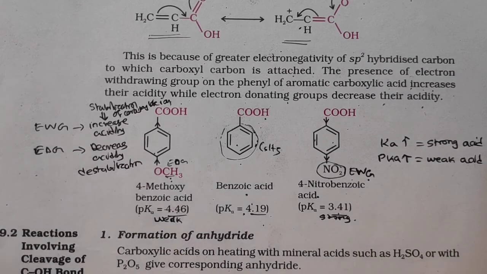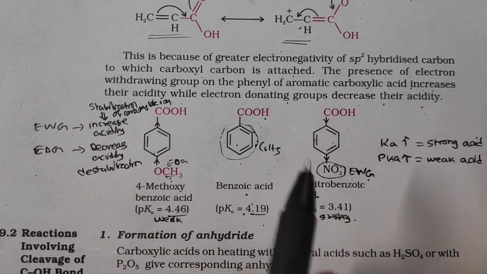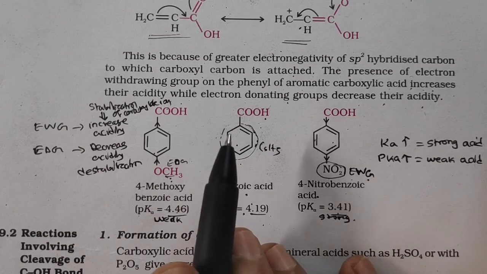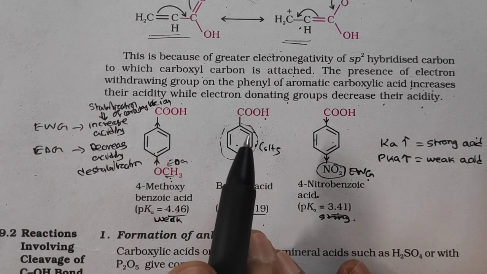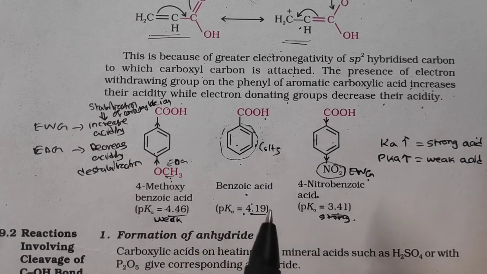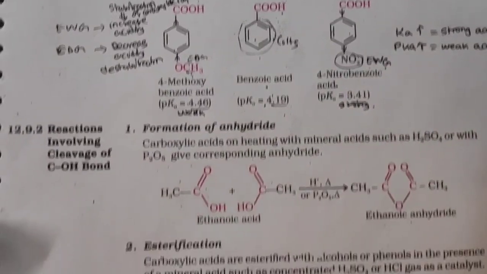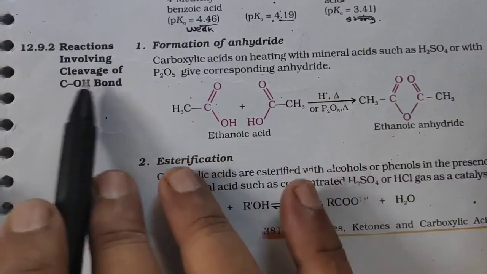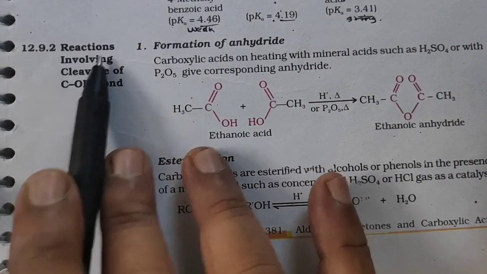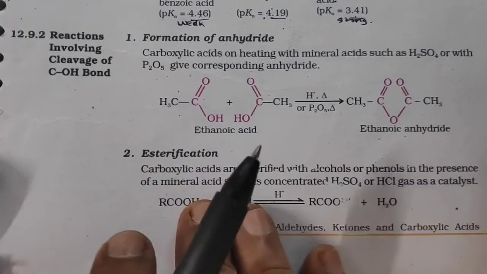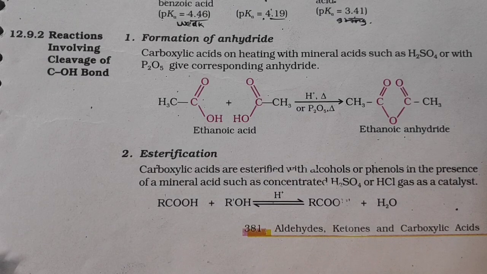Okay, so this was the topic I wanted to discuss regarding the stability based on the group attached, and also who is more acidic, carboxylate ion or phenol. So that we discussed on the stability of the negative ion. These are the two topics we have discussed. You can go through all these topics in your textbook, and the next video will discuss chemical properties, that is, reactions involving cleavage of the COH bond, that is formation of anhydride, our next topic in the next video.